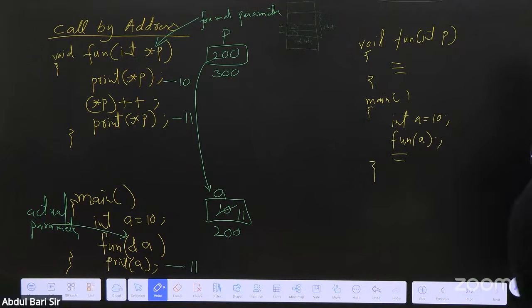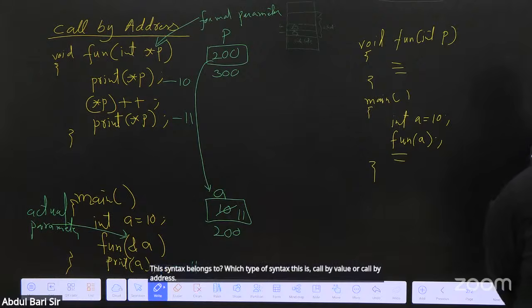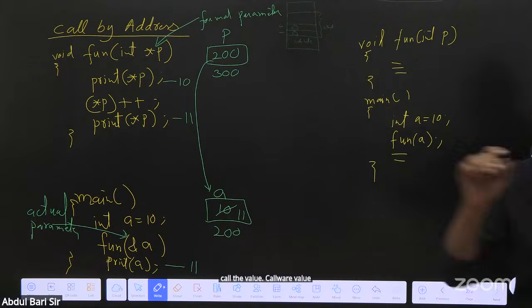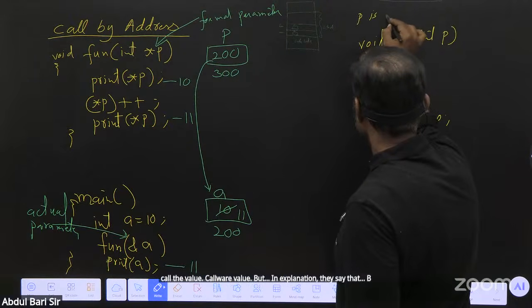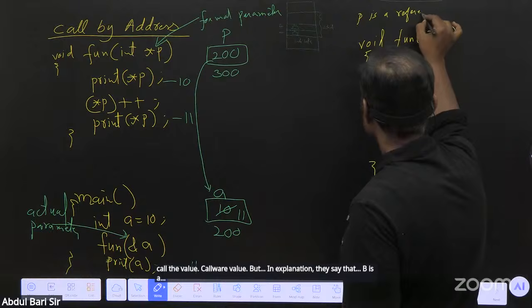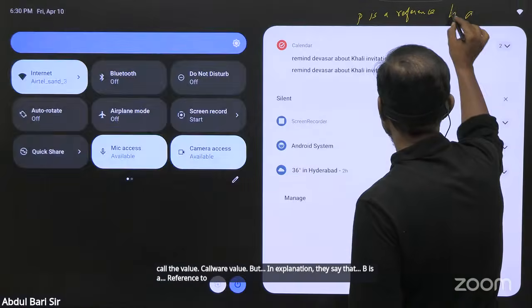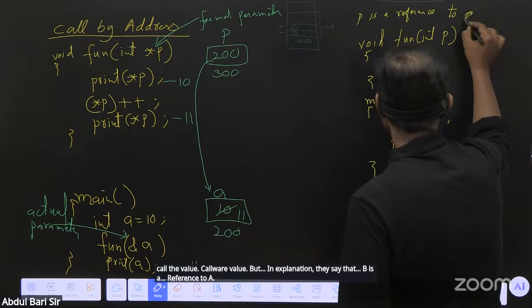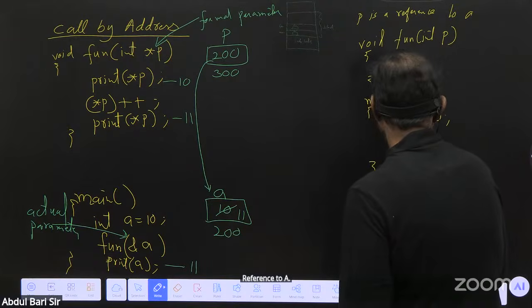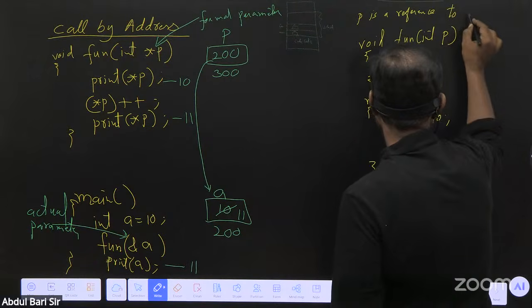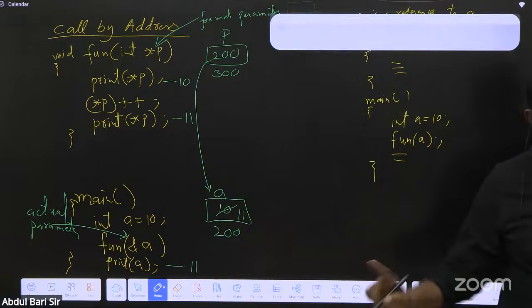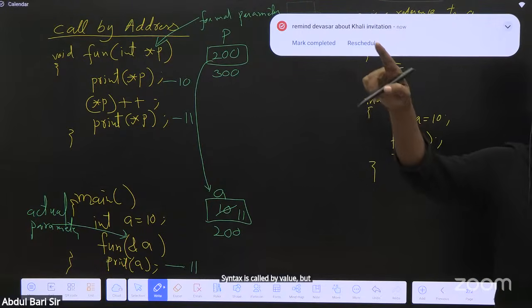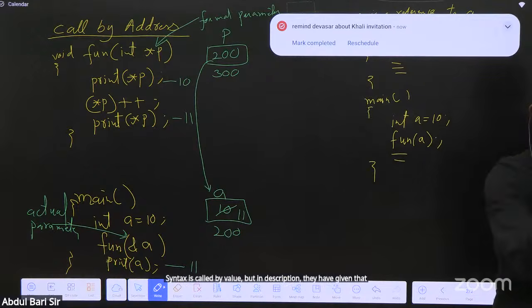This syntax belongs to which type of syntax? Is this call by value or call by address? Call by value. But in the explanation, they say that p is a reference to a. The syntax is call by value, but in the description, they have given that p is a reference to a.